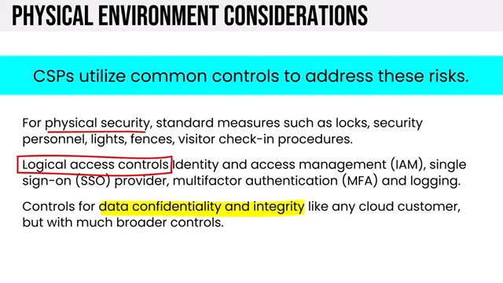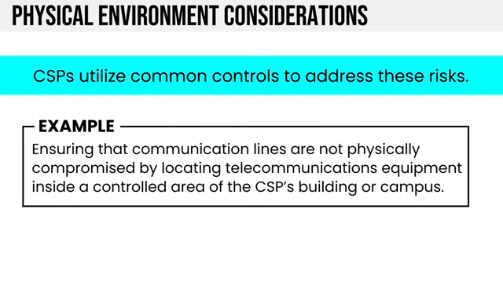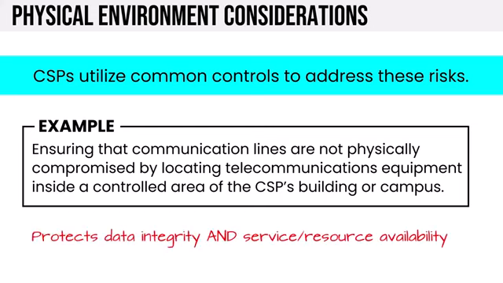So let's look at what I mean by broader controls in the form of an example. For example, ensuring that communication lines are not physically compromised by locating telecommunications equipment inside a controlled area of the CSP's building or campus. So physical security, that would be a broader control. It protects data integrity and service and resource availability for that matter.